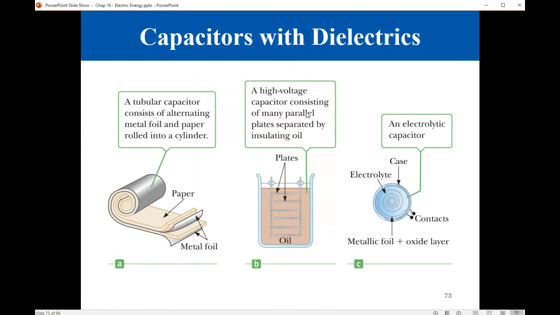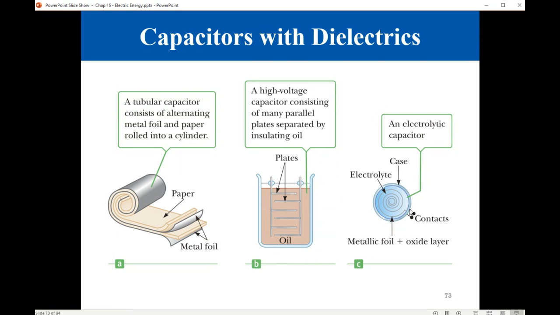Capacitors are fabricated in all forms to serve all kinds of applications. This is here the tubular capacitor. You have two conducting plates separated by an insulator, like a piece of paper here, and we just wrap it this way. We call it paper capacitor or tubular capacitor. This is another capacitor which uses oil as an insulator. This is important in high voltage applications like in nuclear physics and accelerators.